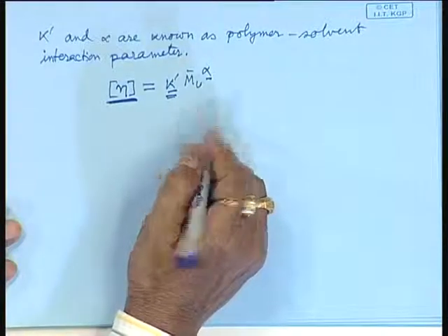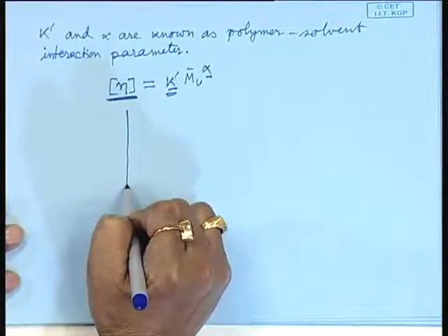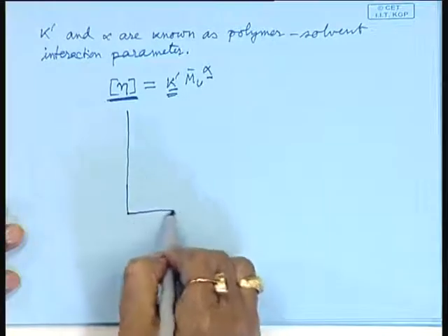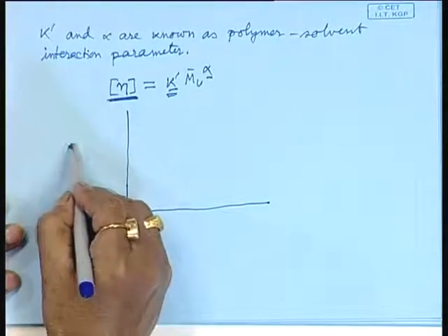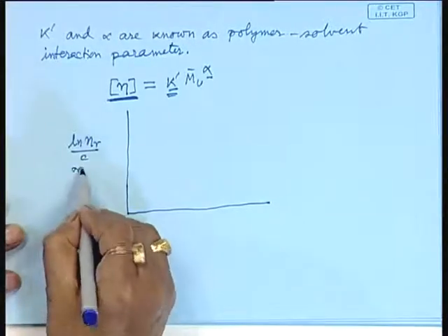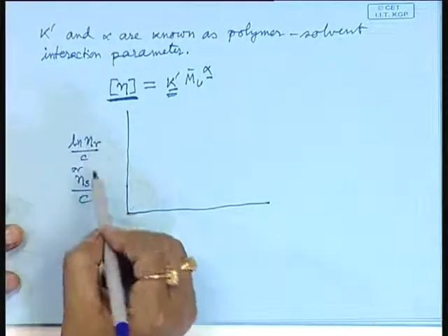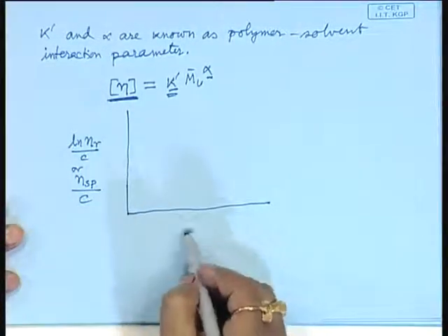From eta r you can get these parameters: eta specific, eta reduced, eta inherent. Now, what is intrinsic viscosity? These are not intrinsic viscosities. How to obtain intrinsic viscosity? You have to make a plot of either ln eta relative by C or eta specific by C. This you can calculate from the flow times against concentration.